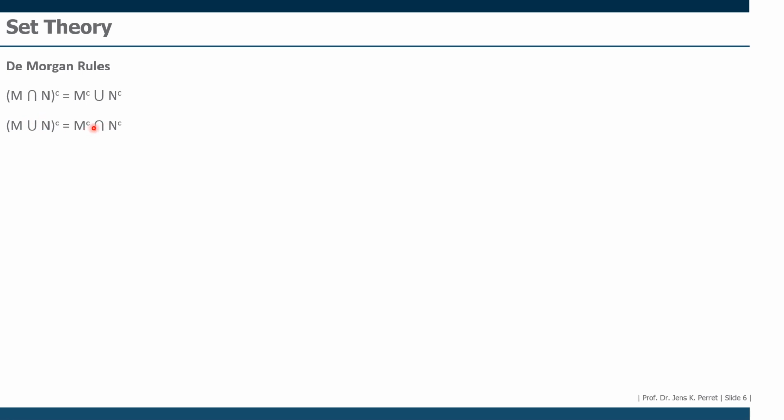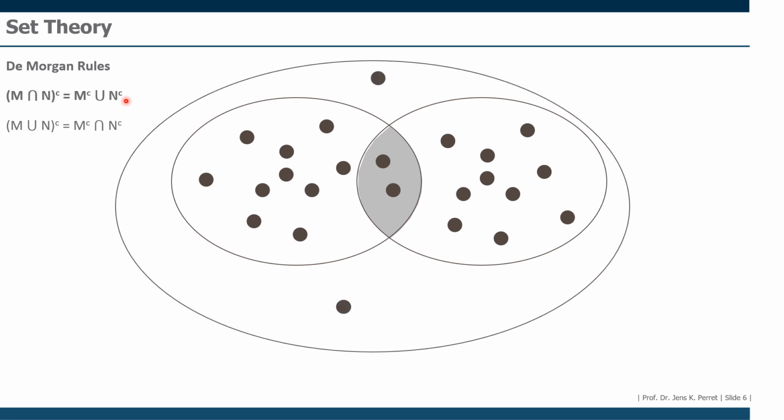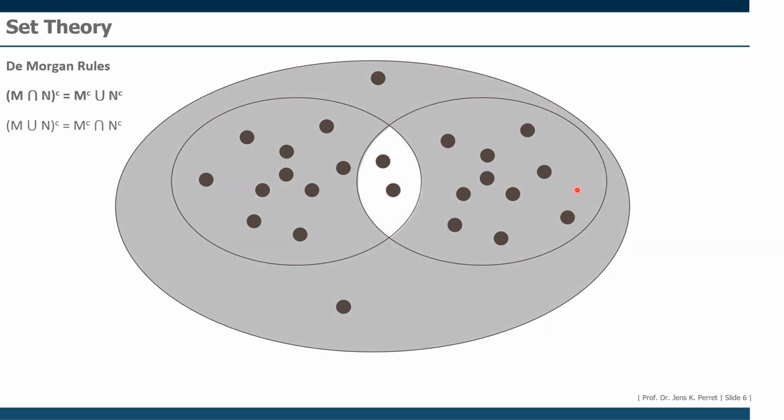Well, how do those rules work? We can illustrate this for the first one. That's the two sets. If we take the intersection, that's this area. So that's this part here. Then we might consider an additional event space. So the complement of the intersection is actually this whole area. Okay, so that's the left side.